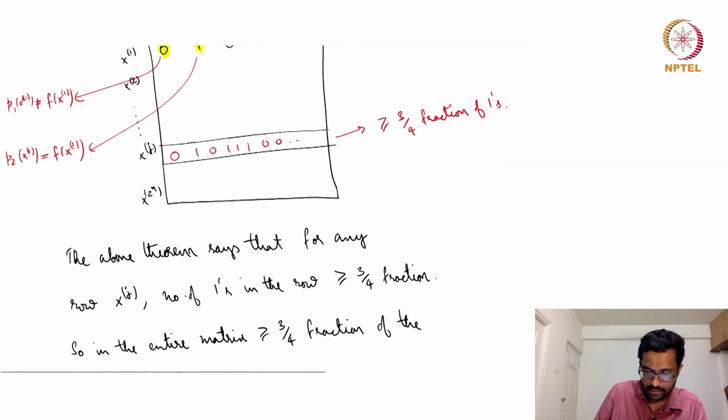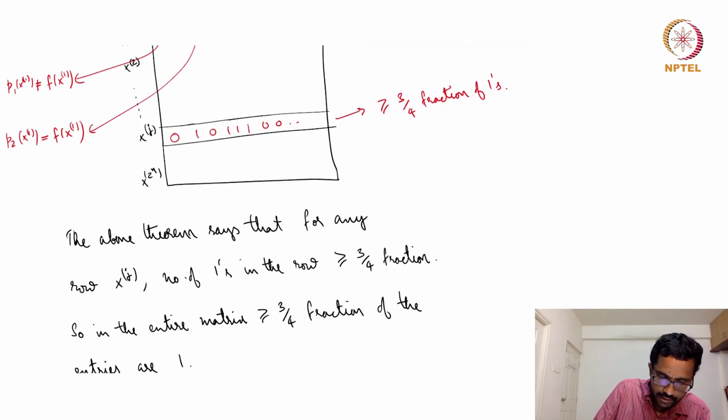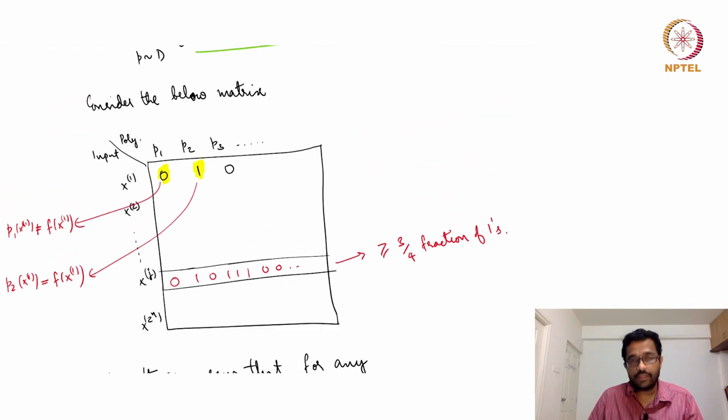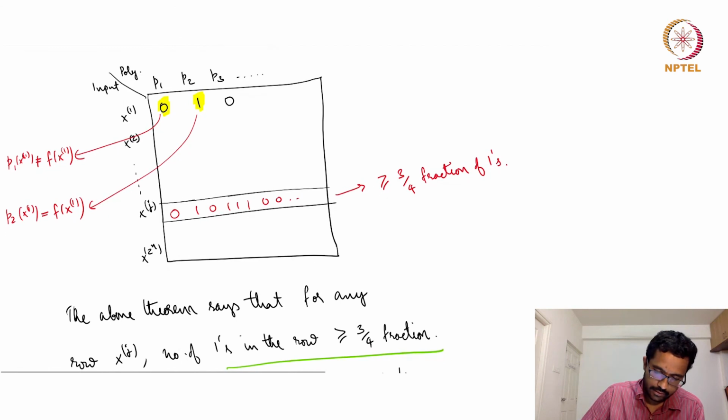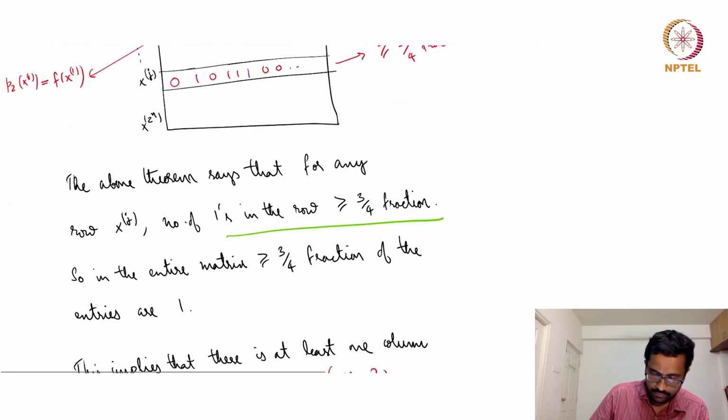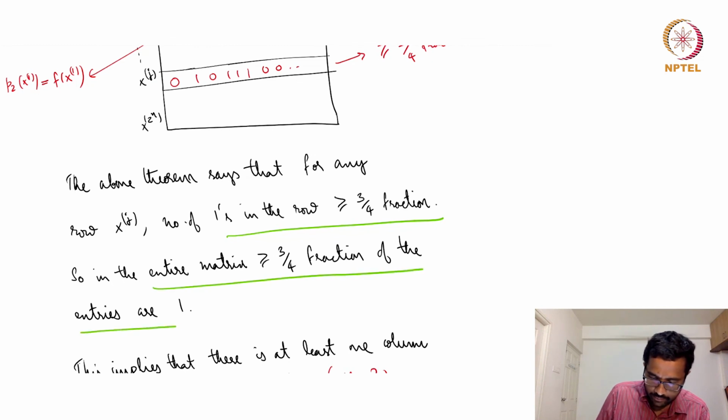This is what I am saying here. The number of ones in that row is at least a 3/4 fraction. Now I can say this for any row. The first row has at least a 3/4 fraction, the second row has at least a 3/4 fraction, and so on. Which means that if you look at the entire matrix overall, at least 3/4 of its entries are 1.